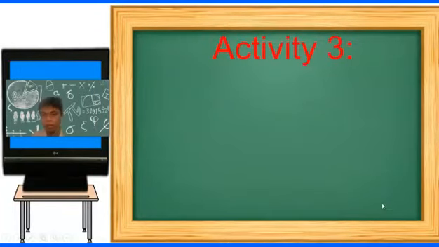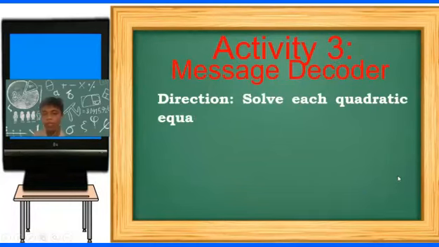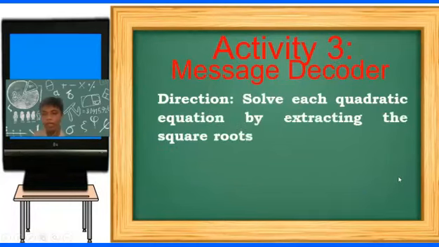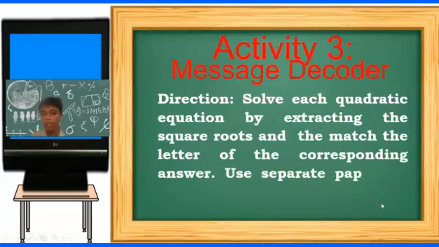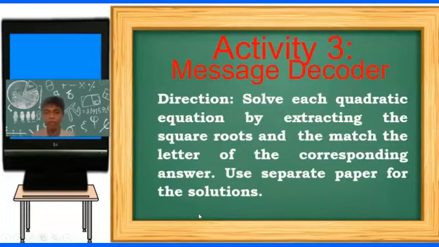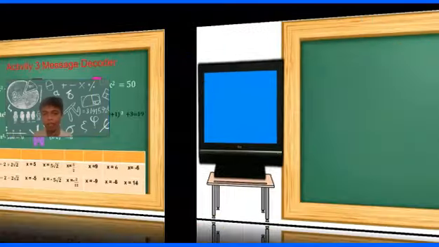For our activity number 3, message decoder. Mag-ready tayo ng papel, tapos picturean muna natin ang activity number 3. So ready na, naka-ready na yung mga papel. For our direction, solve each quadratic equation by extracting the square root, and to match the letter of the correct corresponding answer, use separate paper for the solution. Bali yung gagawin natin, pipicturean muna natin activity, tapos i-off muna natin yung data natin. Papicturean nyo muna. Tapos, mamaya ipapasa. Ibibigay ko yung Google Form link.